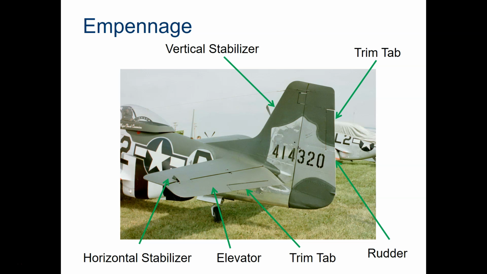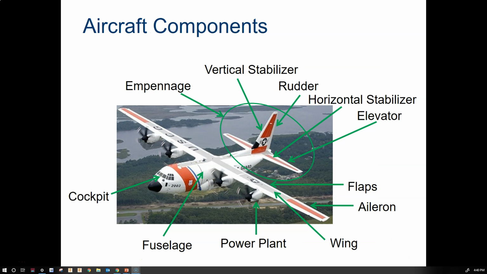Also, look at the elevator and the rudder. They both have that trim tab. This tab allows you to hold a position of your elevator, rudder, or even ailerons if you have a trim tab on them.